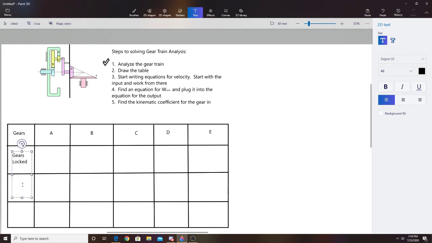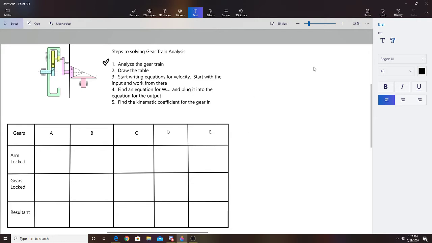Gears locked. Or no, it's not gears locked. It's arm locked. That's the first one. Arm locked. Apologies. And then the second one is gears locked. And then the last one is resultant. Alright, cool. So, we got all of that, right?